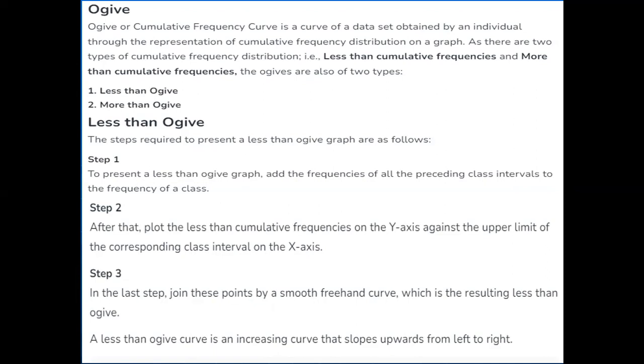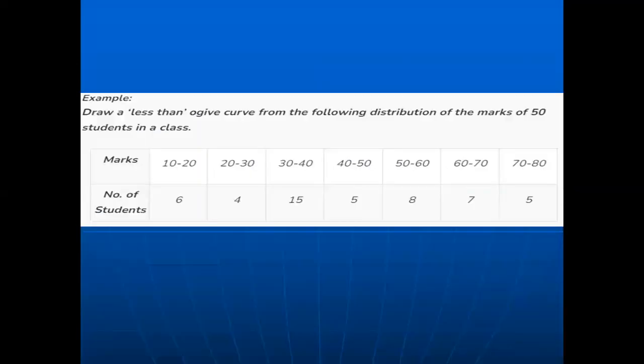The less than Ogive curve is an increasing curve and slopes upwards from left to right. This is an upward moving curve which moves from the lower left hand side to the upper right hand side. So for the less than Ogive curve, or less than cumulative frequency, less than cumulative frequencies have to be plotted on the y-axis against the upper limit of the class interval on the x-axis.